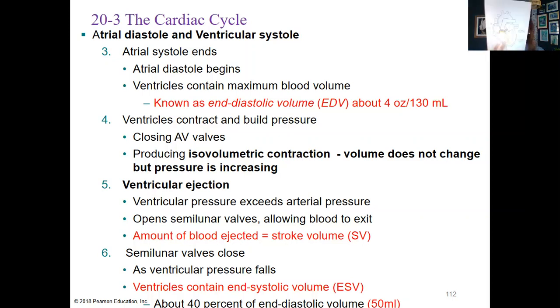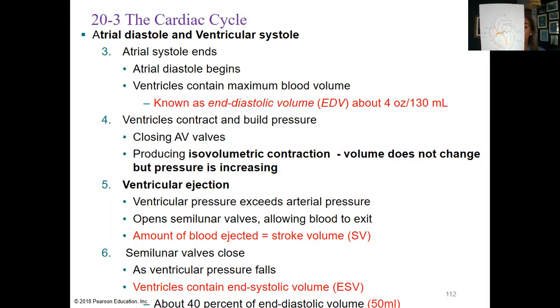Once these ventricles, so put your fingers here now, once they have all of the blood that they're going to get, the EDV, then what's going to happen is the AV valves need to close. And those AV valves will close as the pressure builds up within these ventricles. So as the pressure is building right here, the isovolumetric contraction is going to be within this space, because the blood isn't going anywhere yet.